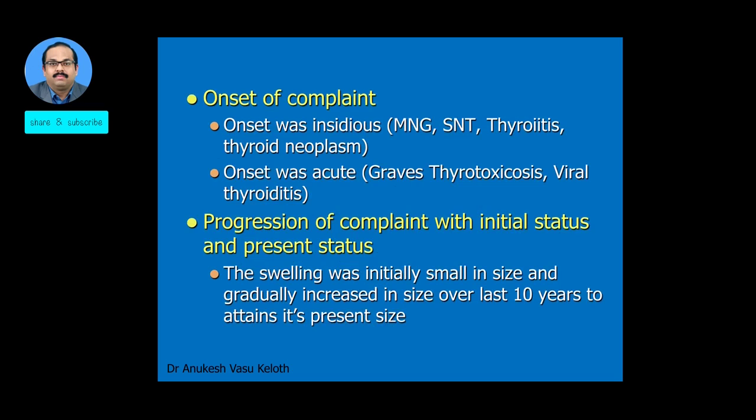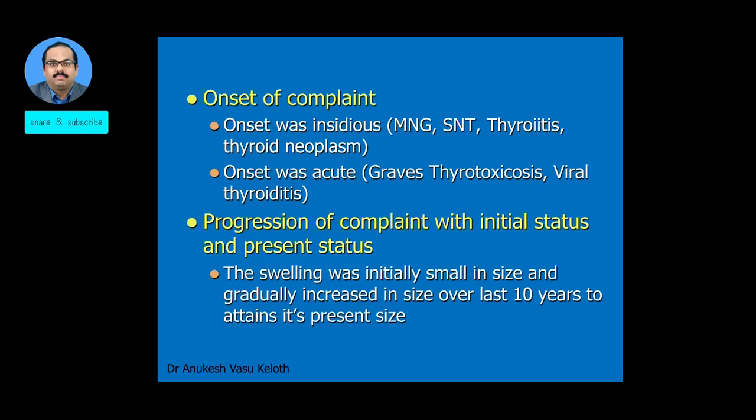So about the progression of the complaint, with the initial status and present status, this is one of the preferred statements. The swelling was initially small in size and gradually increased in size over the last 10 years to attain its present size. That explains how it grew, what the size was before, and how it has reached its present size. Earlier it used to be compared to fruits and vegetables, like the initial size was a lime and then it became a lemon later. But today it is not referred to that way. You can just say it's small and then it is now its present size. Anyway, we are going to examine to know the present status.